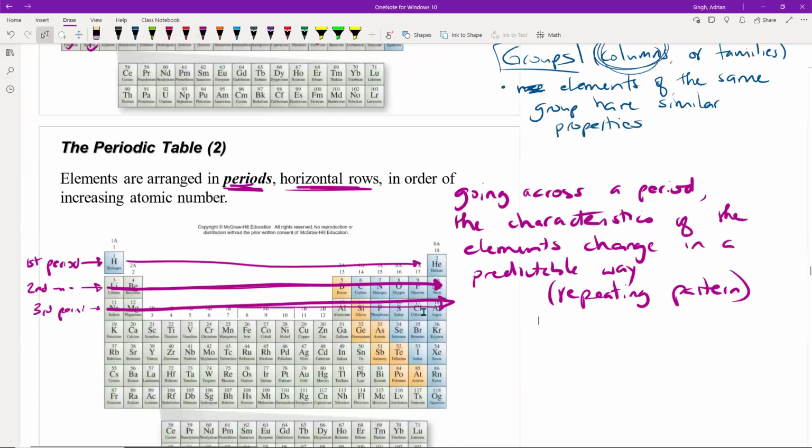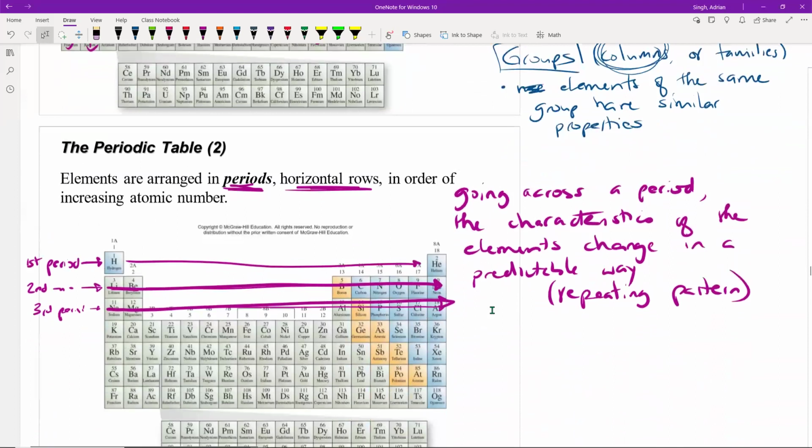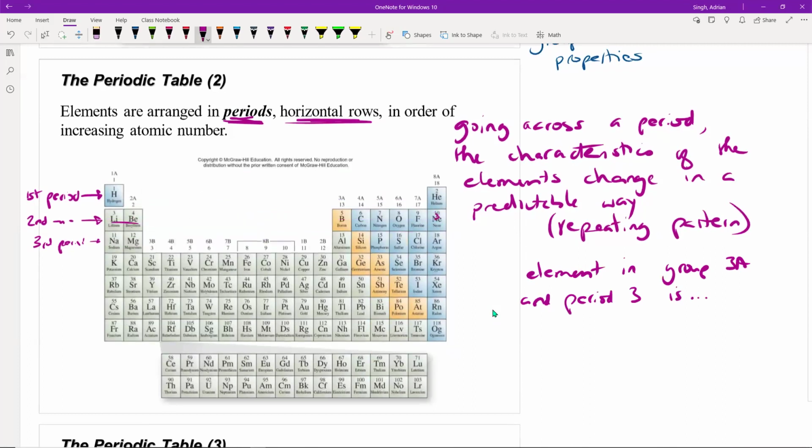So we can organize the periodic table in terms of groups and periods. We can use those to identify where elements are located on the table. For example, take an element in group 3A and period 3. We look at our periodic table and find group 3A, that's this group. So right away we know it can only be one of these elements. And then the third period, period 3, going all the way across. Where these two intersect would be right here. So that would be aluminum, Al.